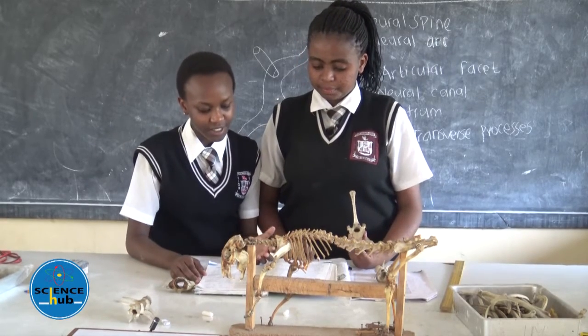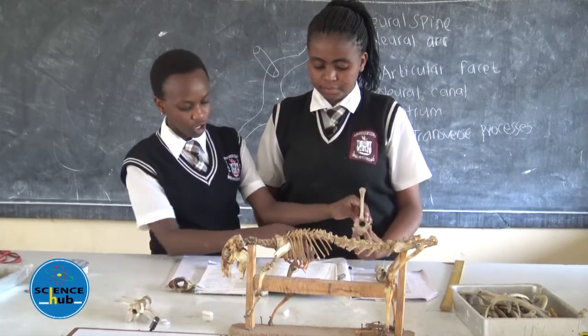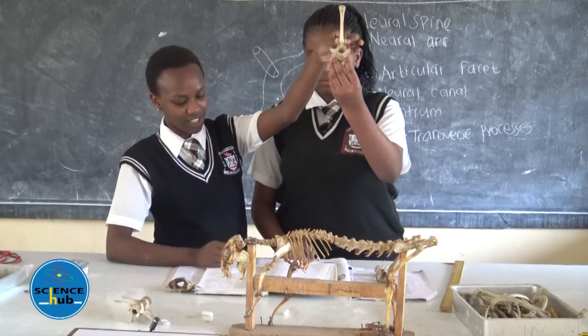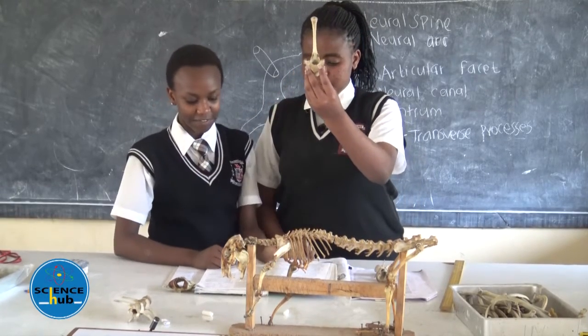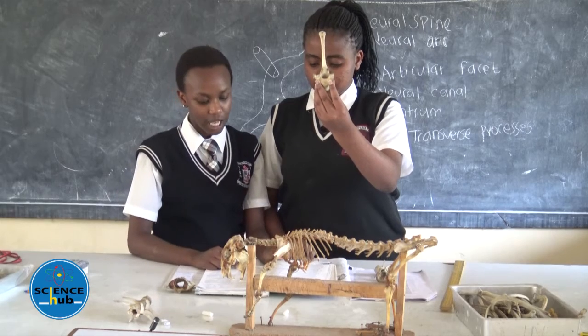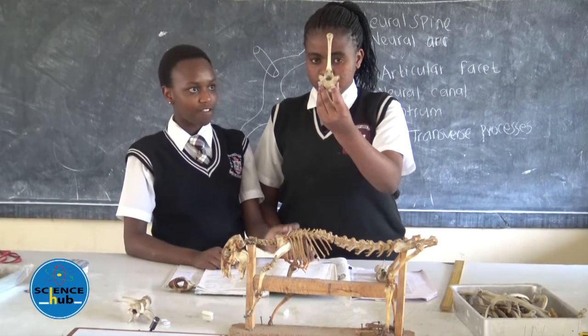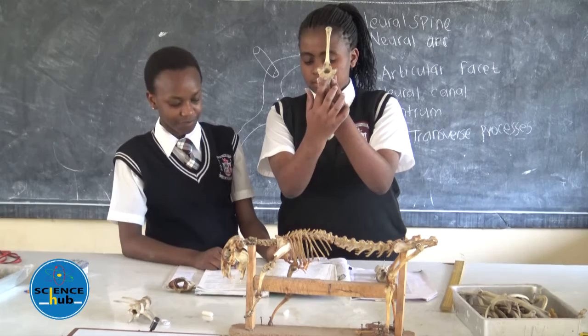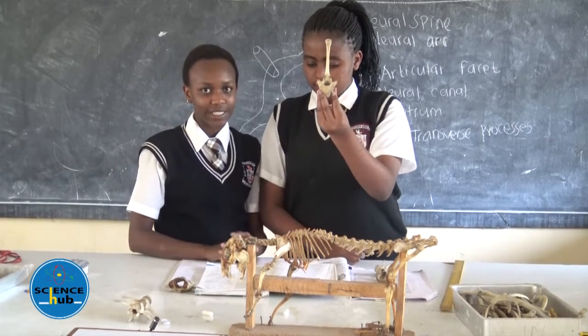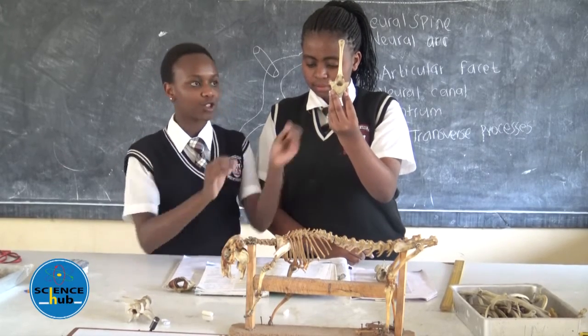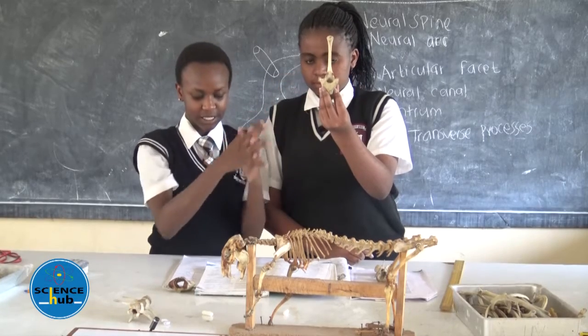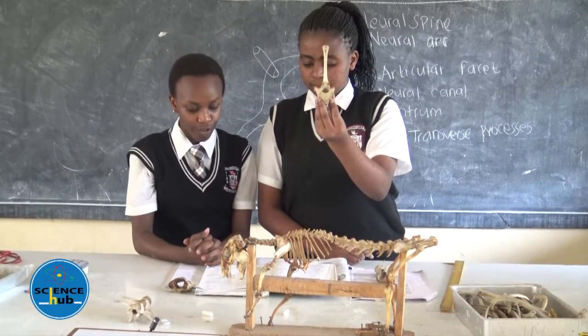Now the characteristics are, they have a long neural spine, as you can see. Now this one increases the surface area for the back muscles to attach. They also have a prominent centrum, to support the weight above them.